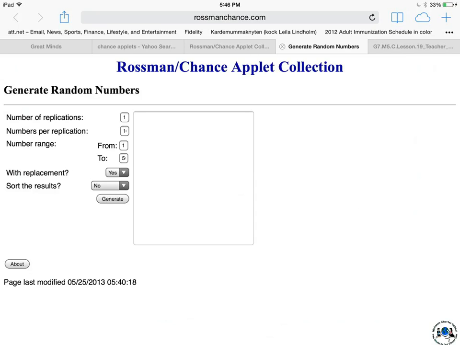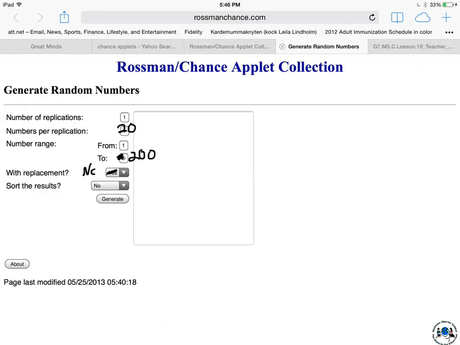What I need to do is, number of replications, that's going to stay as 1. Numbers per replication, I want 20. I want 20 responses here, or 20 different numbers. My number range, of course, is going to be 1 to 200, because I have 200 different students. With replacement, this is going to be no.